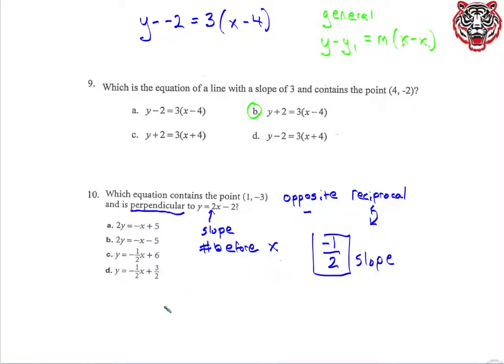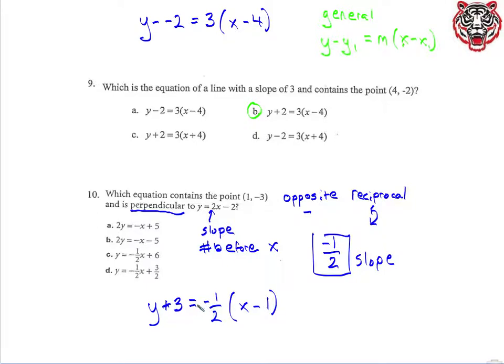It's going to be y minus our y-coordinate. Plus 3, so y plus 3, you saw the double negatives, is equal to the slope. What was our slope? Negative 1/2. Keep filling in our equation, negative 1/2 times x minus 1.